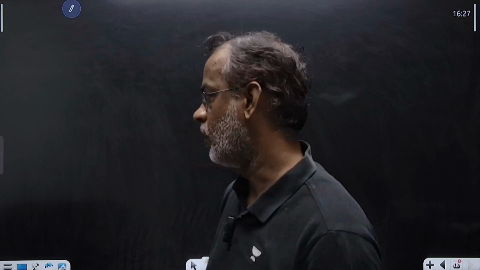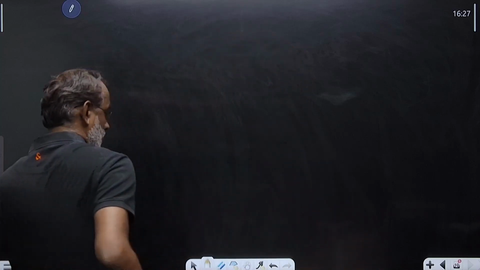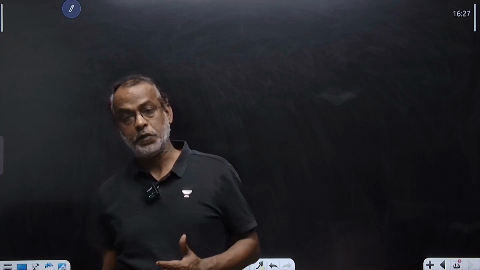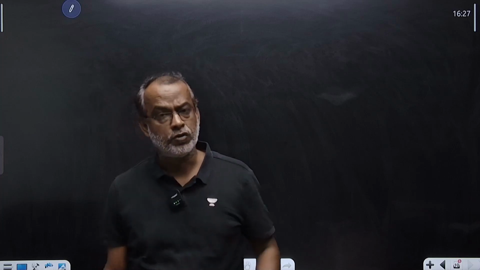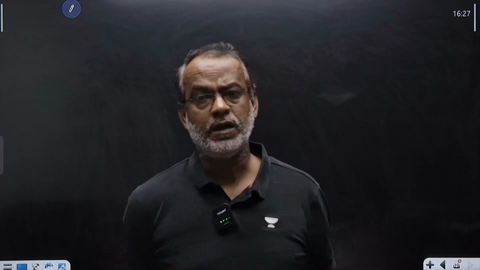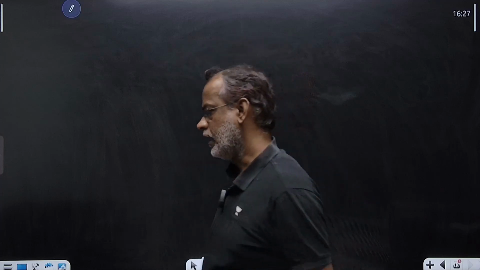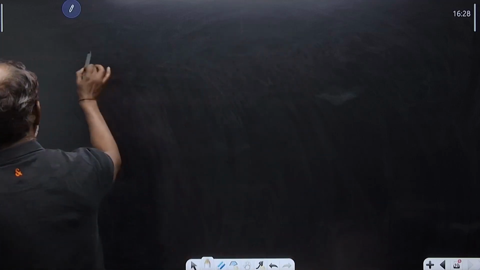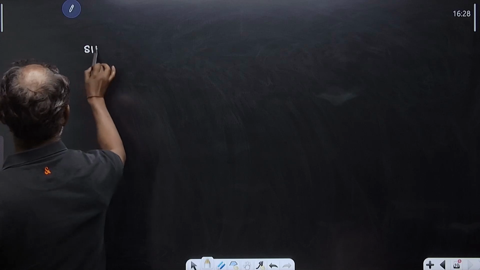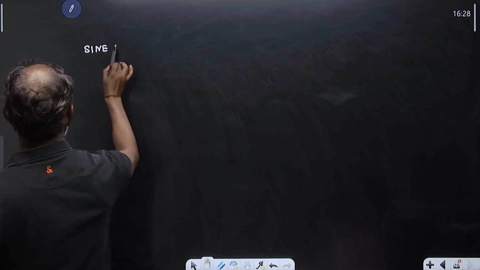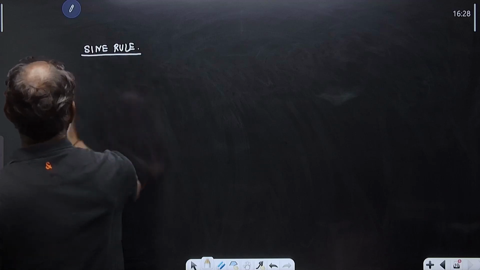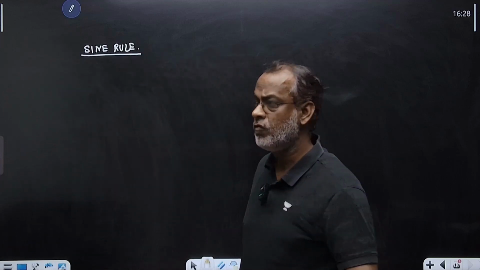Fine. Now, in heights and distances also they are of great use. You would have gone through heights and distances. I am deliberately not getting into it. Okay. So, we are going through sine law and cosine law. Okay. So, in sine rule what do we say?